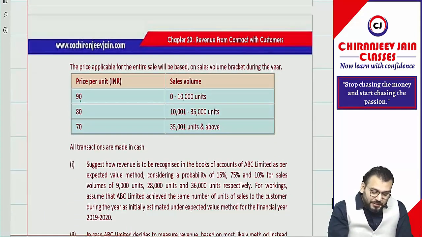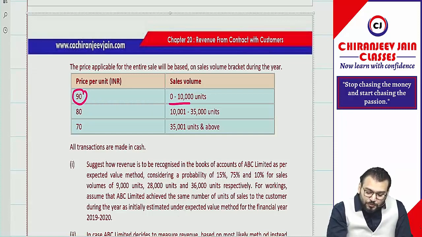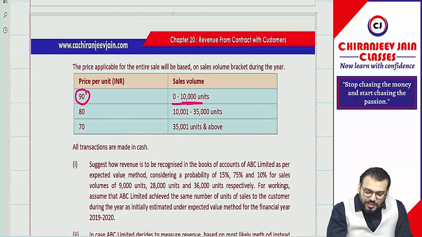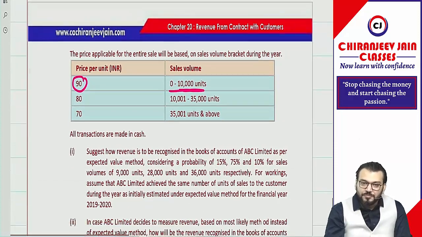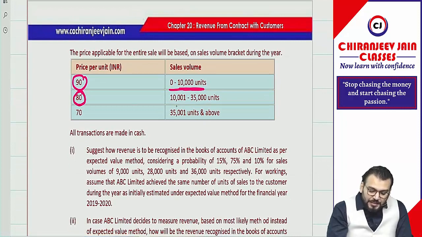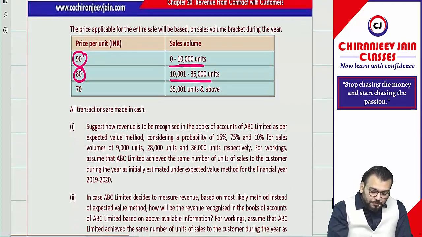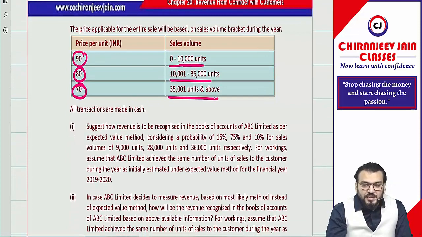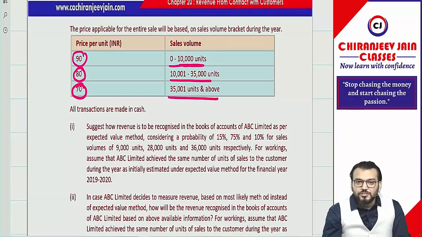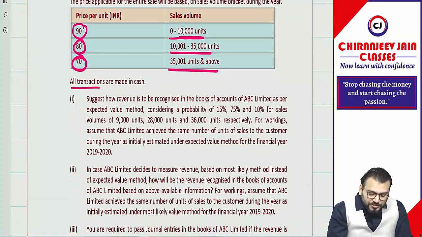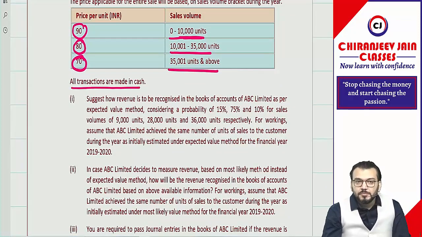So what they are saying is, the price will be 90 if the item is purchased or sold in this range. The price will become 80 if it is in this range. The price will become 70 if it is in this range, 35,000 units or above. Correct. All transactions are made in cash.